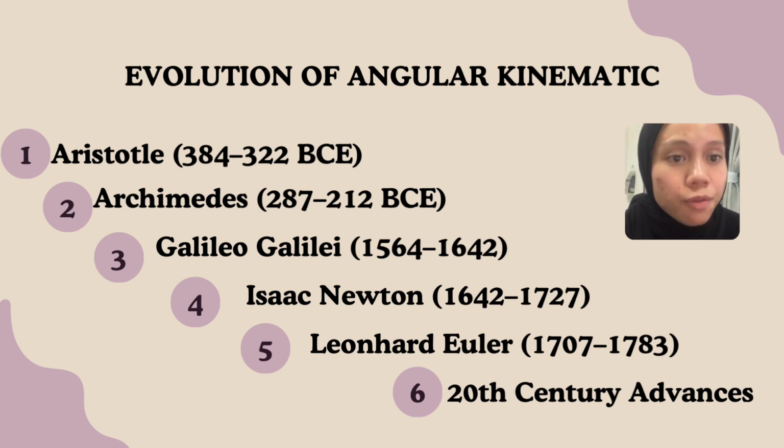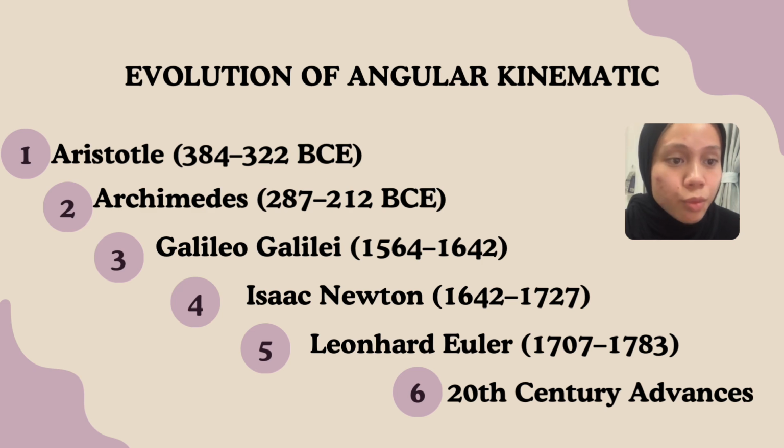Fifth is Leonhard Euler, 1707 until 1783, where he developed the mathematical description for rotating bodies and solidified rotational dynamics. The last one is the 20th century advances.